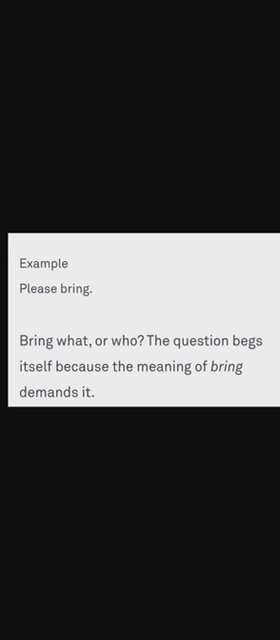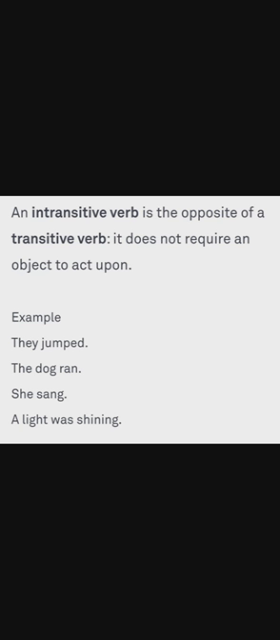An intransitive verb is the opposite of a transitive verb. It does not require an object to act upon. There is no need of an object. They jumped. The dog ran. She sang. A light was shining. I think these sentences are complete by themselves. There is no need for an object. They give the meaning themselves. So these are examples of the intransitive verb.